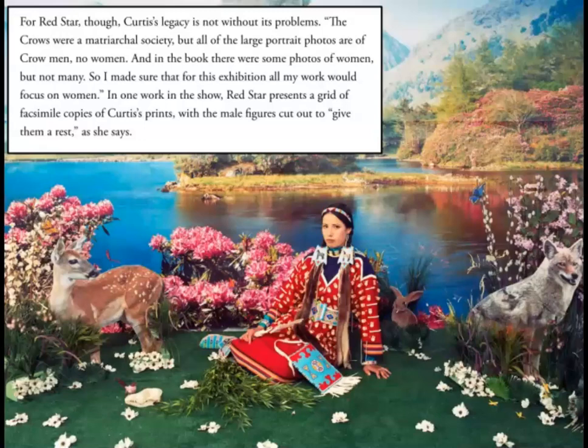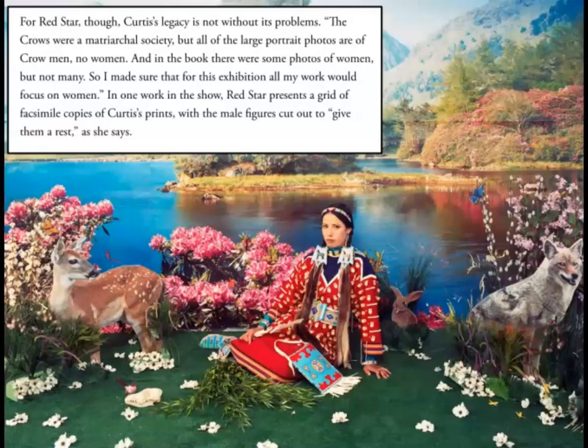For Red Star, though, Curtis's legacy is not without its problems. The Crows were a matriarchal society, but all the large portrait photos are Crow men, no women, and in the book there are some photos of women, but not many, so I made sure that for this exhibition all my work would focus on women. In one work in the show, Red Star presents a grid of facsimile copies of Curtis's prints, with the male figures cut out to give them a rest, as she says.